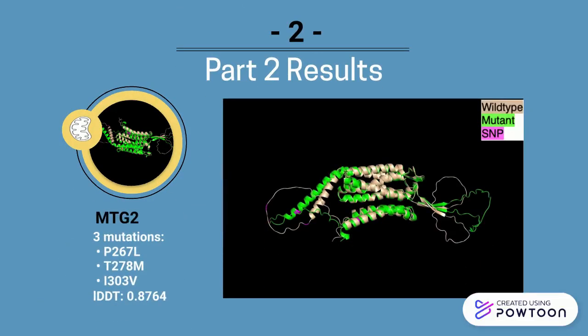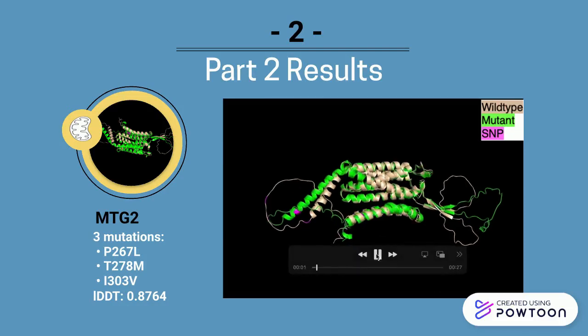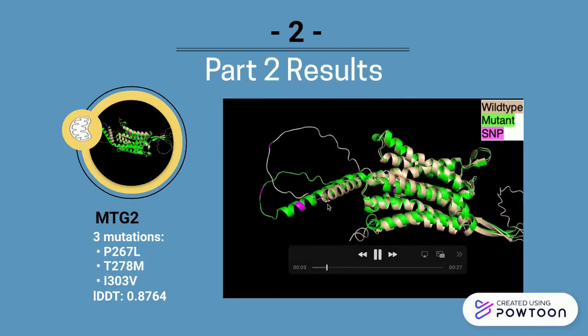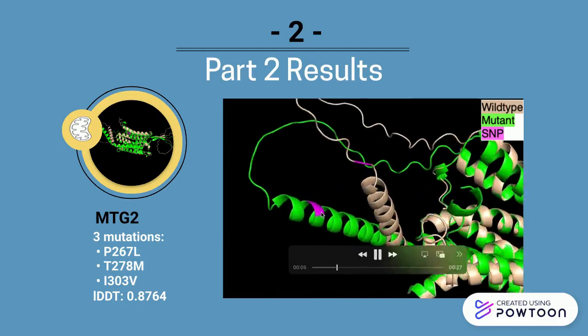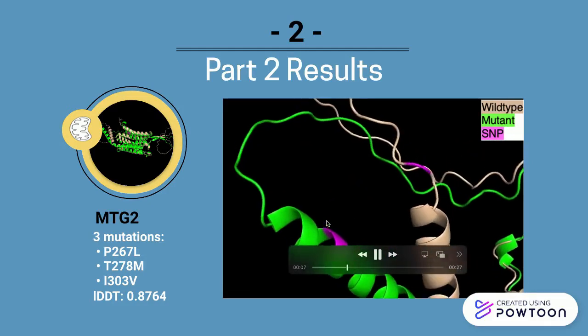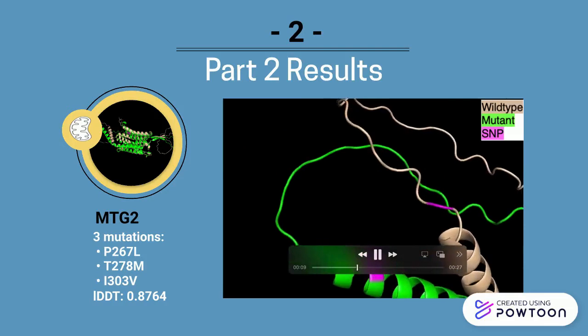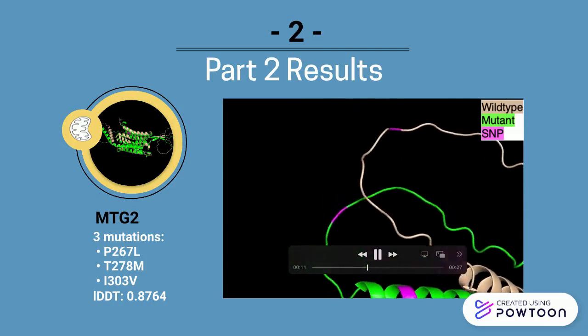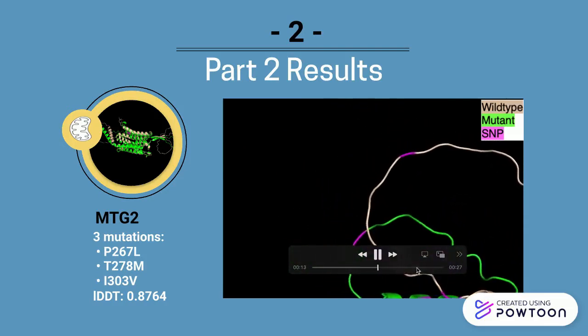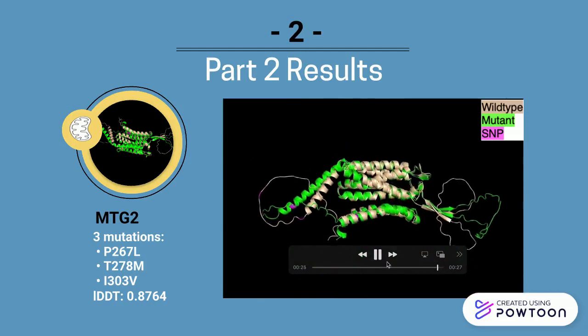MTG2 is a protein involved in the regulation of the mitochondrial ribosome assembly and of translational activity. In the wild-type, residue 278, threonine, is on the flexible loop, but the mutated residue methionine constitutes the alpha helix. The mutation was, however, benign. The LDDT score is consistent with the visualization, where we see slight structural alterations.